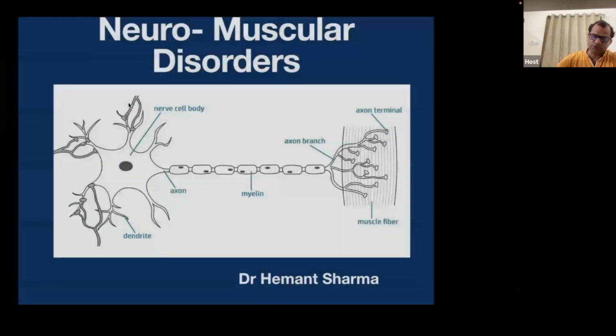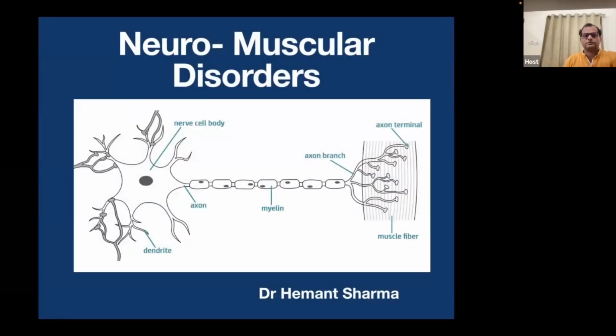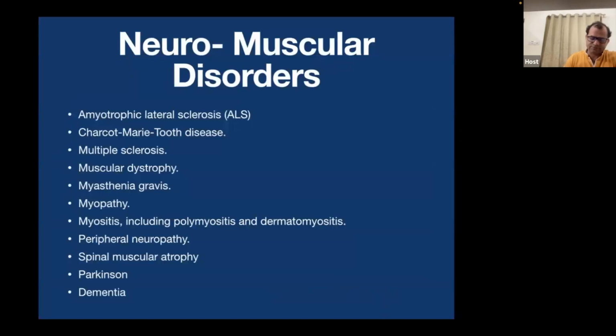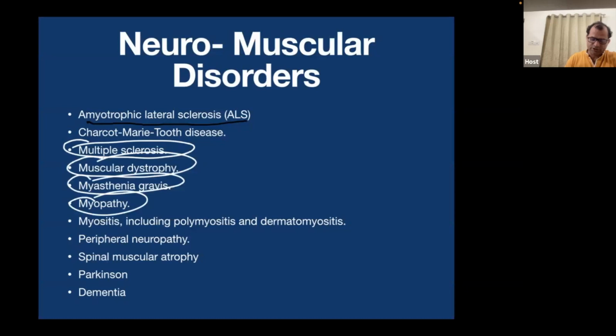Today we are going to discuss the neuromuscular junctions, and we'll do the class in English only. Neuromuscular disorders are connected with the nerve and muscles, right? The name itself is telling: neuromuscular disorders. So we can see this is the nerve, and there are many disorders like amyotrophic lateral sclerosis. We are aware of the name of multiple sclerosis, muscular dystrophy, myasthenia gravis, myopathy, peripheral neuropathy, right?